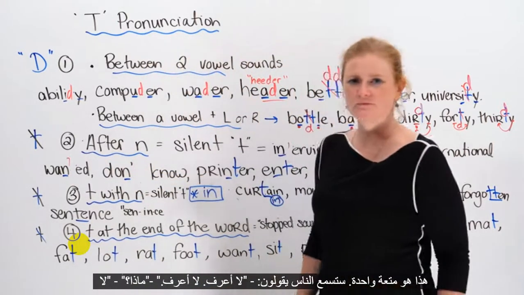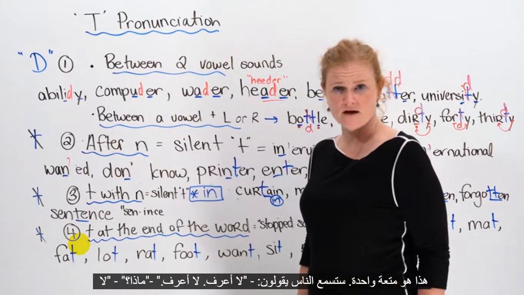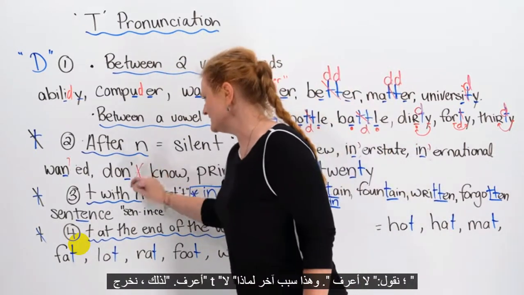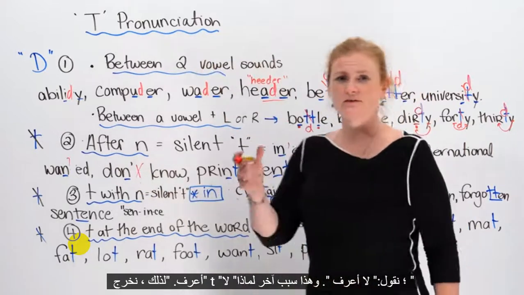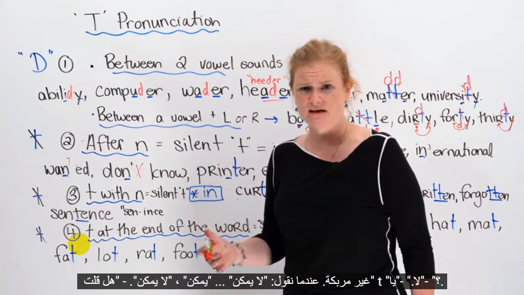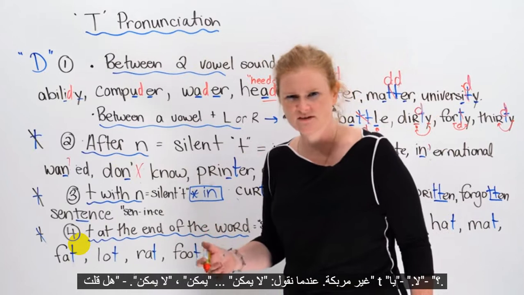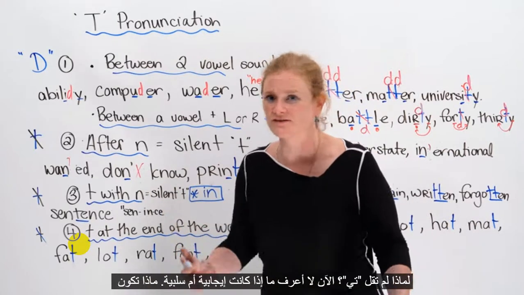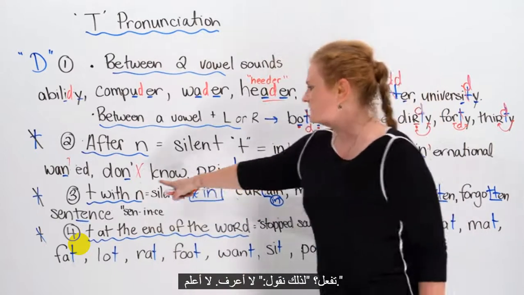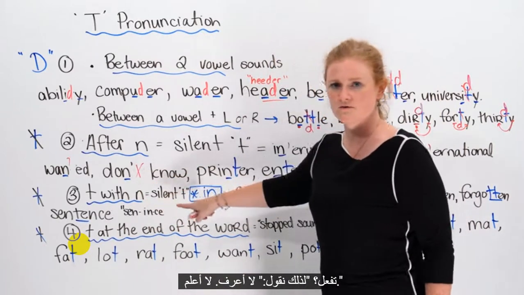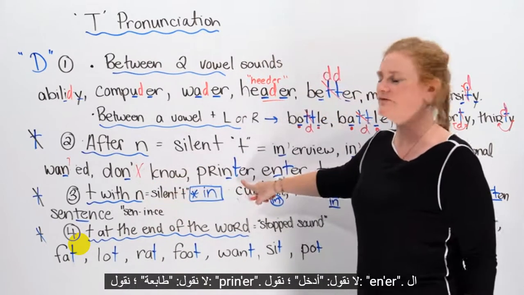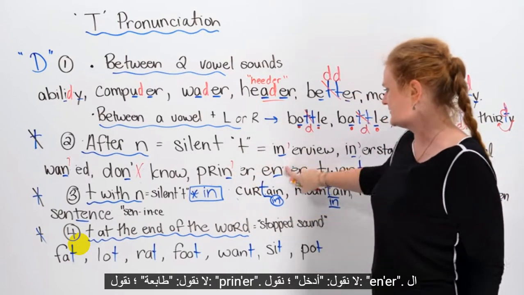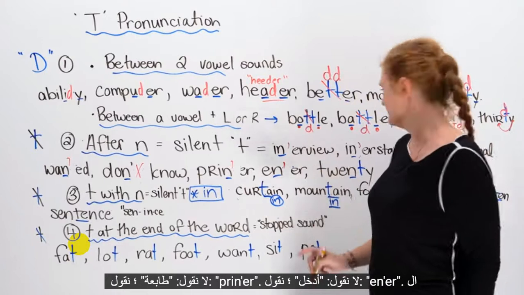This is a fun one. You'll hear people say, I don't know. I don't know. What? Don't know. So we take out the T. We say don't know. This is another reason why can't is confusing. When we say cannot, can't. Did you say the T? No. Oh. Why didn't you say the T? Now I don't know if it's positive or negative. What are you doing? So we say don't know. I don't know. We don't say printer, we say printer. We don't say enter, we say enter.